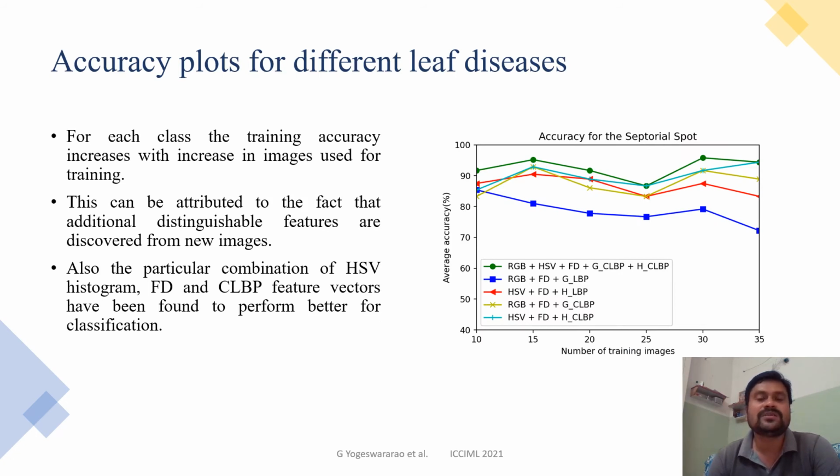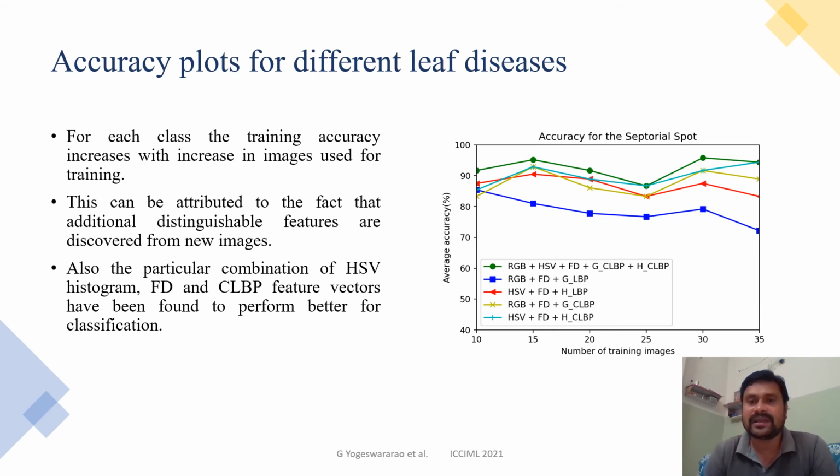And these are the accuracy plots for different leaf diseases, for different combinations of feature sets like HSV, Fourier descriptor, hue CLBP and gray level CLBP, Fourier descriptor and RGB, different hybrid combinations of the feature sets like color, shape and texture. Based on that we calculate the accuracy values of different leaf diseases.